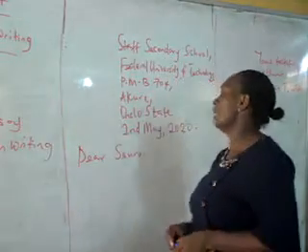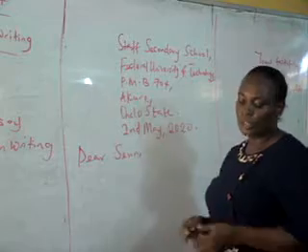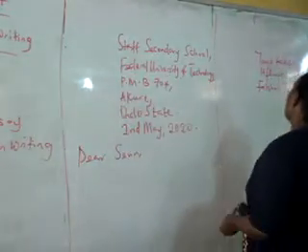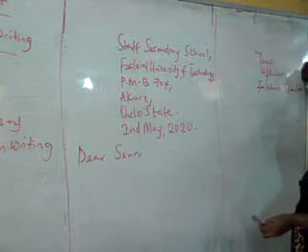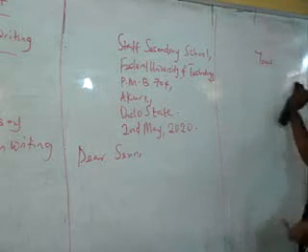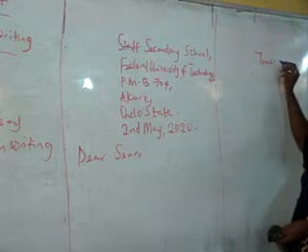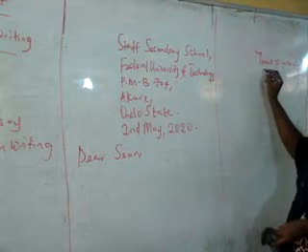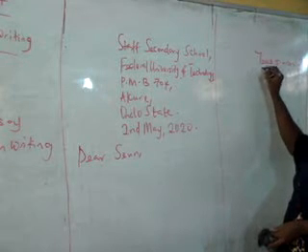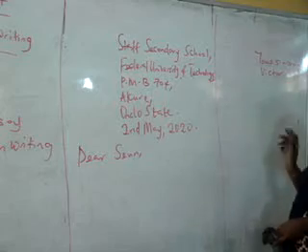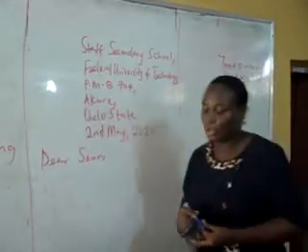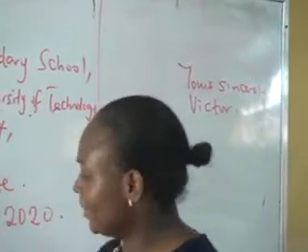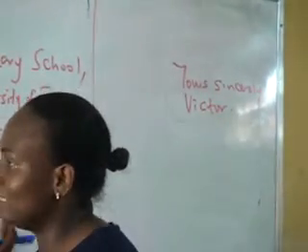Then you go to the body of your letter, and when you are ending your letter, you end it with what? The closure is what? Yours sincerely. This time around, all you need is yours sincerely, comma, then your name. Victor. Yours sincerely, Victor. That is your name. Then you end it. This one is very easy, you don't need a second address, just this.